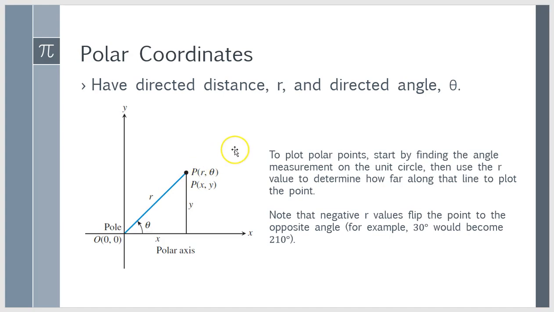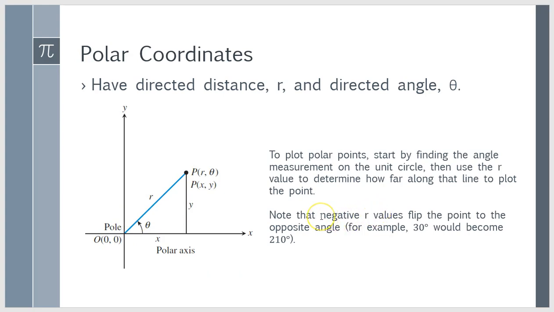Now usually for drawing polar coordinates, you're actually going to have circles embedded on the graph, and the circles will indicate the length of 1, 2, 3, 4, 5, etc. for the r values. So if it says r of 1, you would just go to the first circle, r of 2 would be the second circle, etc.